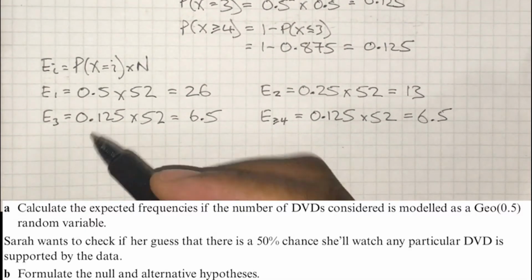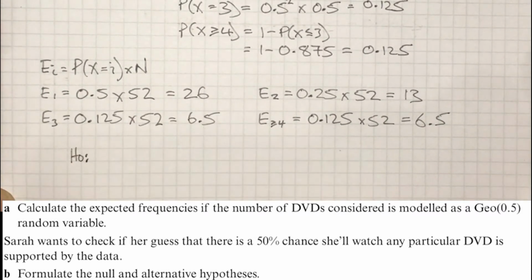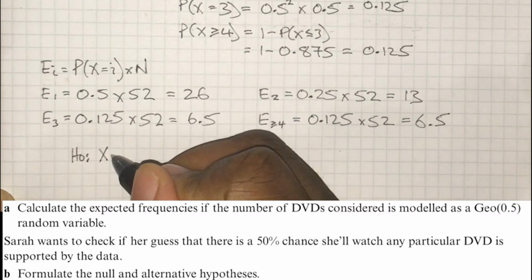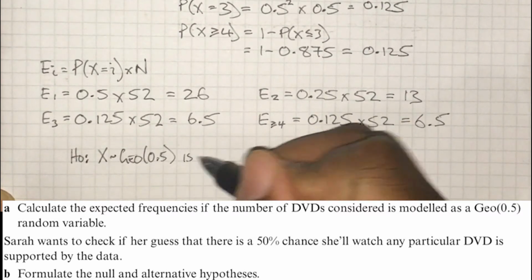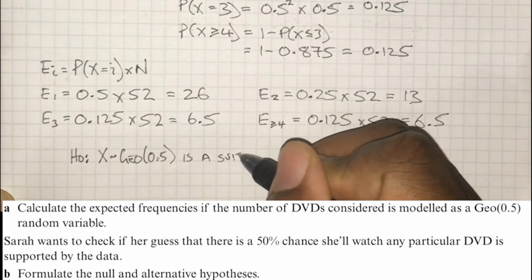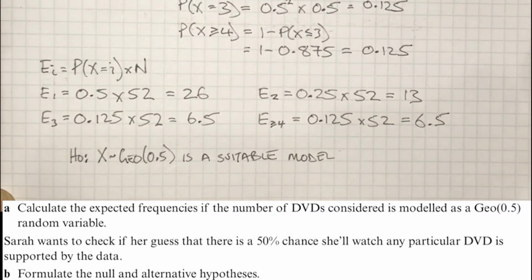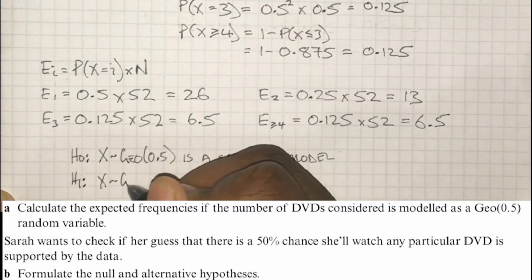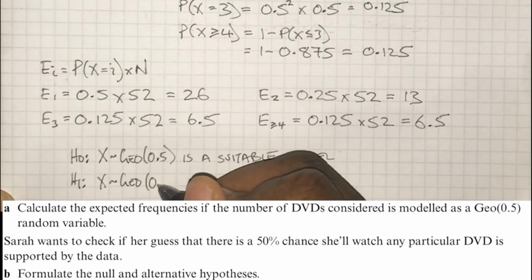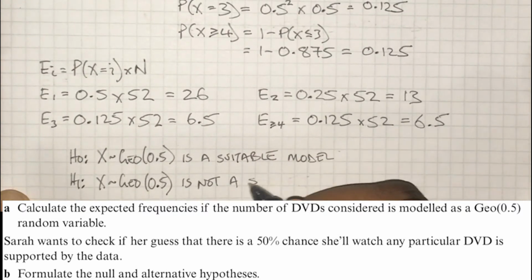The null hypothesis will always be that this distribution is a suitable model, or you can refer to it as a good fit. Because we were given the parameter in the question, we were told the value of p, we didn't estimate it, we would specify that within the hypothesis. Just be really clear on this, that I've actually written the distribution. X follows a geometric with a p-value of 0.5.